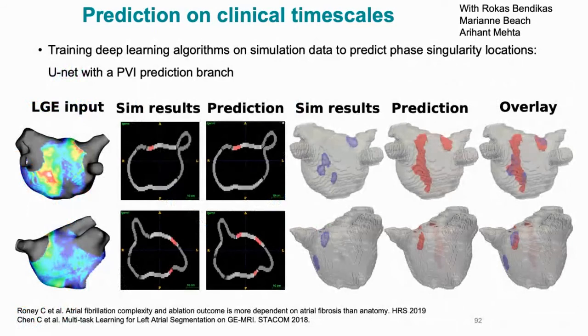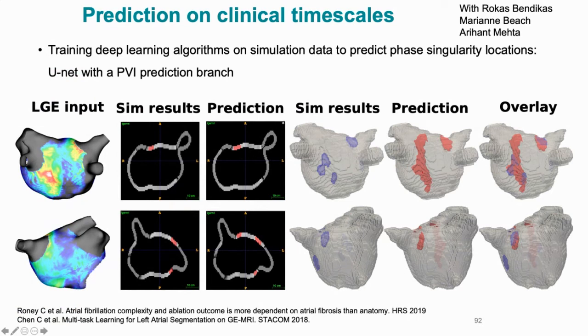So we tried instead to see if we could predict it using slices of the imaging data. So we used the input slices and then tried to predict the areas of phase singularities, like the red areas here in the slices. And again, the model over predicts.